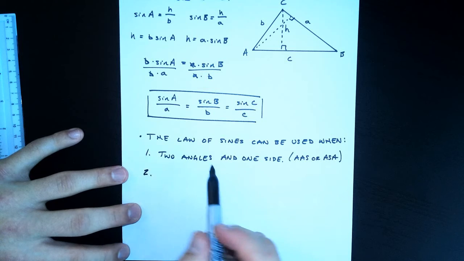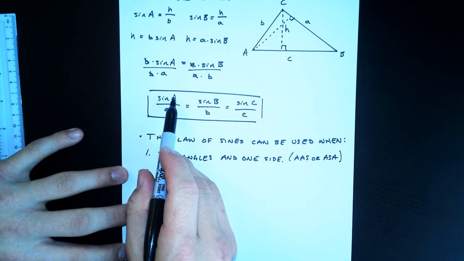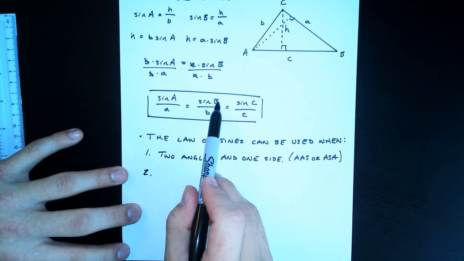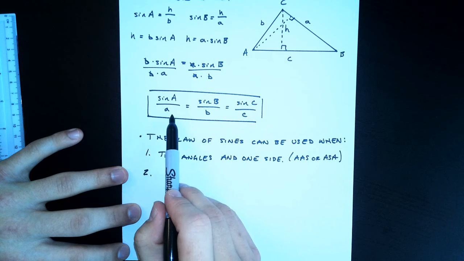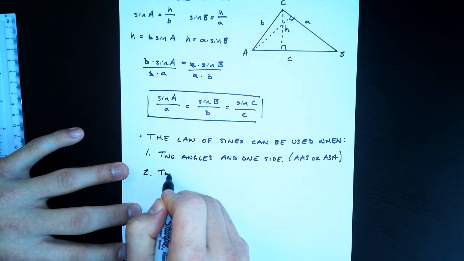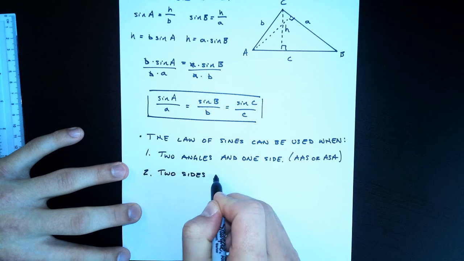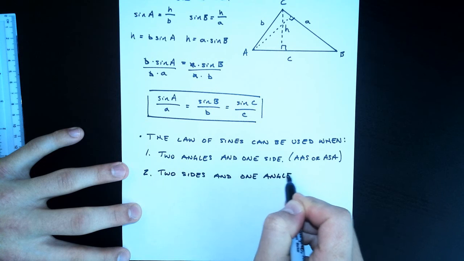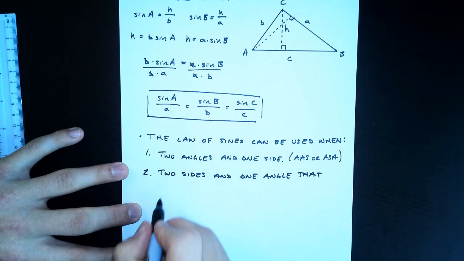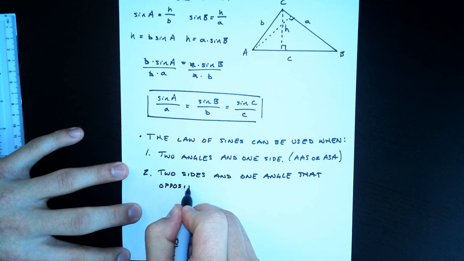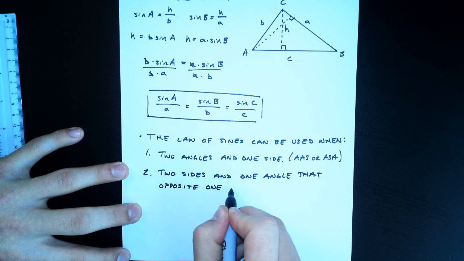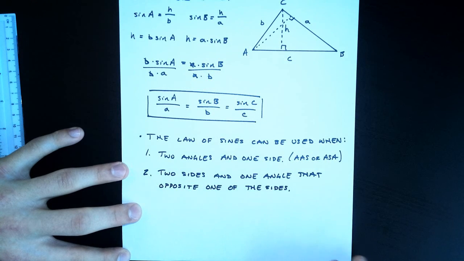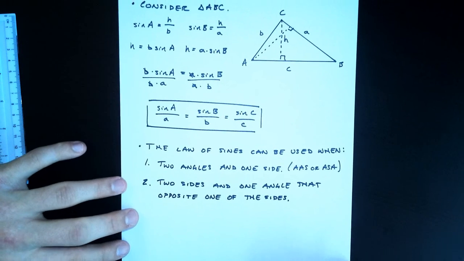And the second case is if I know two side lengths and one angle. But the restriction here is that the one angle I do know has to be one of the ones that is across from one of the two sides that I know. So if we know two sides and one angle, and that angle has to be opposite one of the sides. Okay, so there we go. So here's your law of sines.